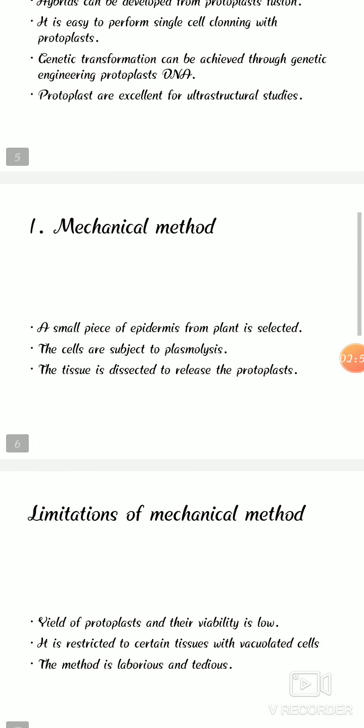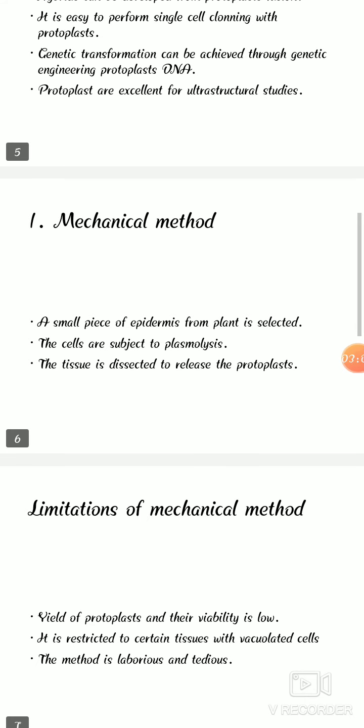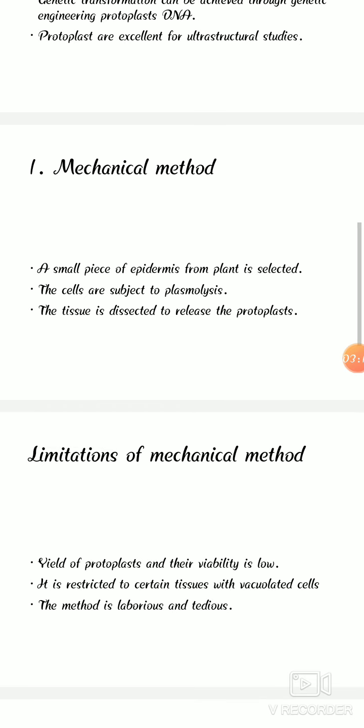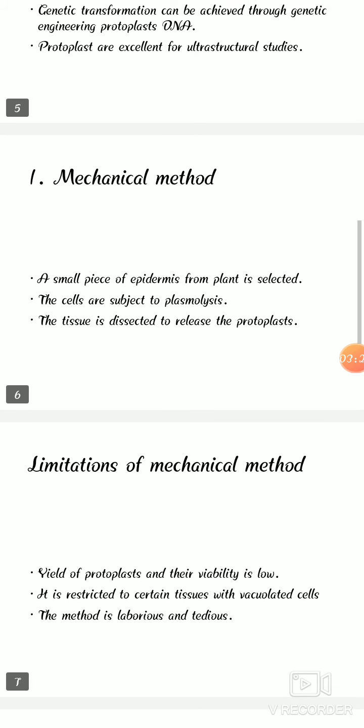Moving towards the isolation of protoplast, I'll explain in detail method number one, that is the mechanical method. How is the mechanical method performed? Protoplast isolation by mechanical method is a crude and tedious procedure, and it results in isolation of a very small number of protoplasts. The technique involves various stages, and it is also limited. How we extract protoplast by the mechanical method is, we take a small piece of epidermis from a plant that is selected.